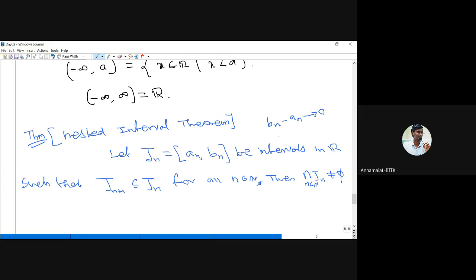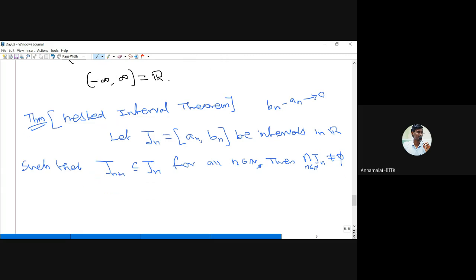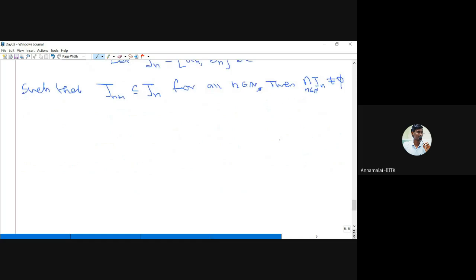Okay, now we'll show one more important example, to find the GLB, the greatest lower bound, of a set. Example, show that the GLB of the set, the collection of all 1 by n such that n in N, is 0. We have to show that the greatest lower bound of this set is 0.